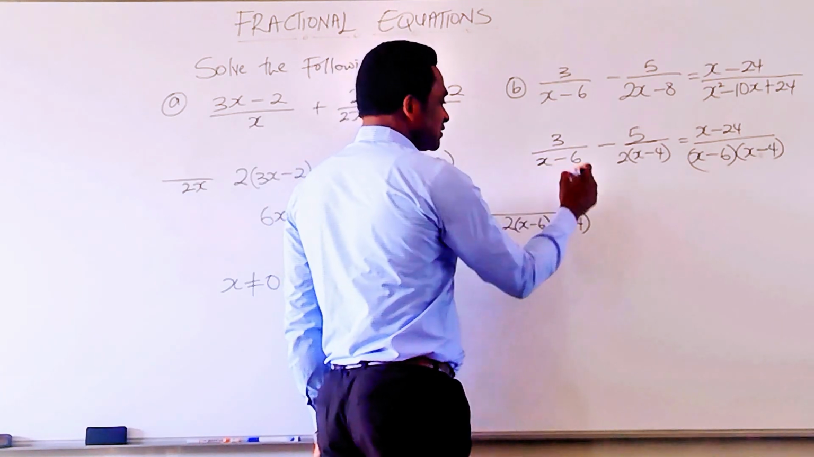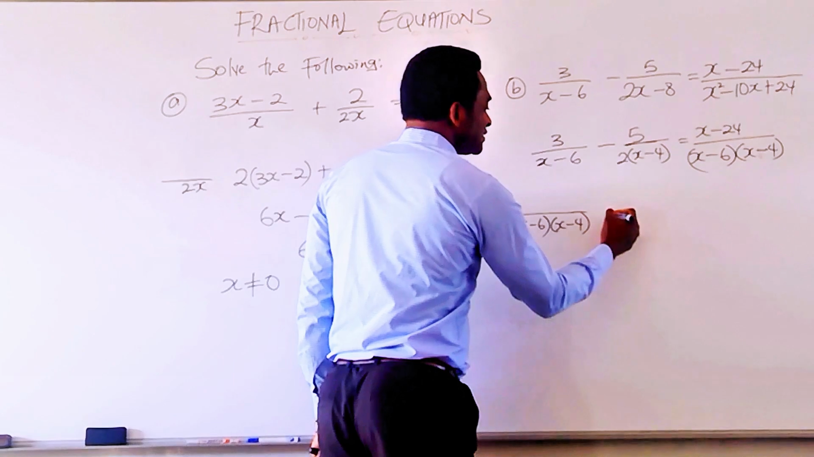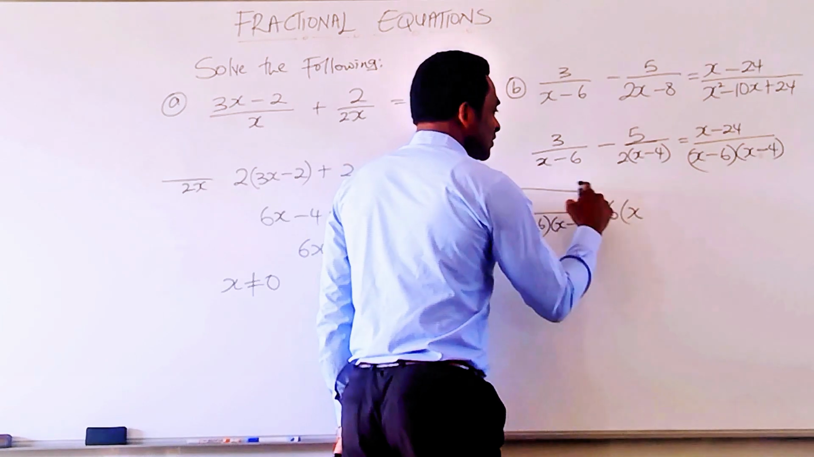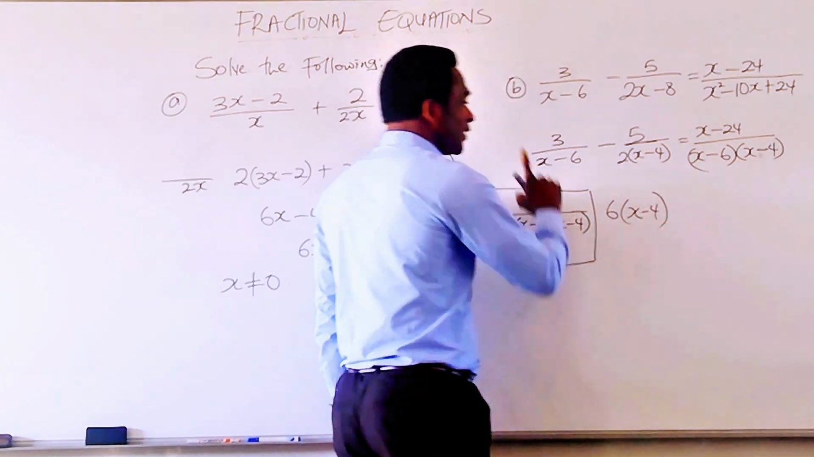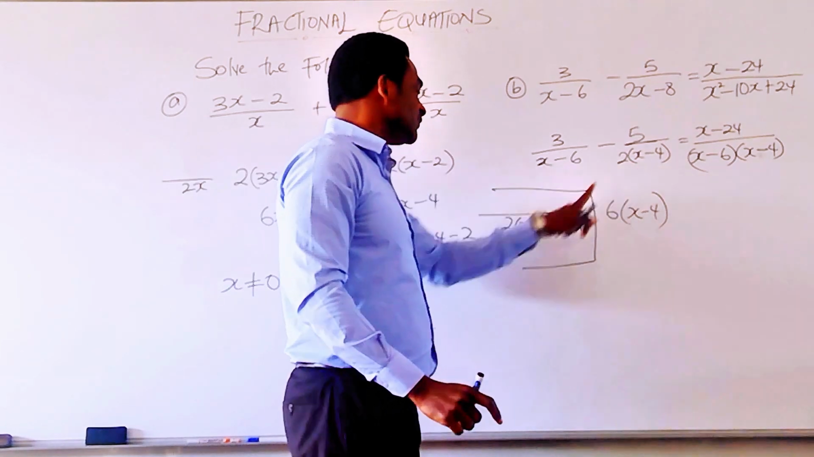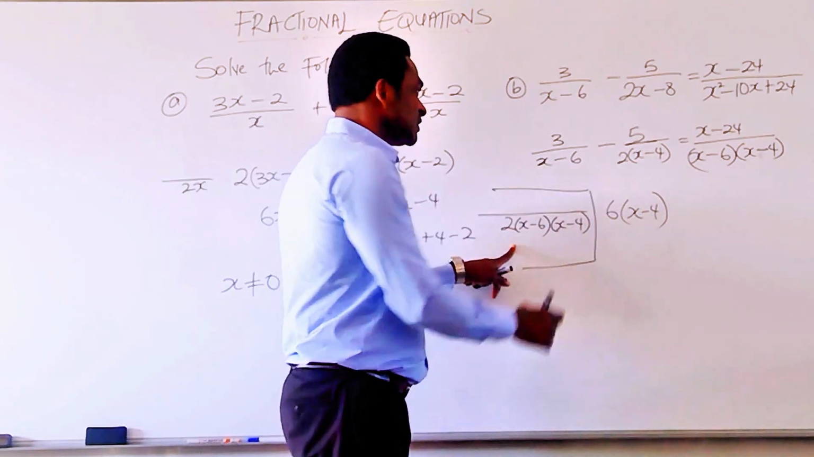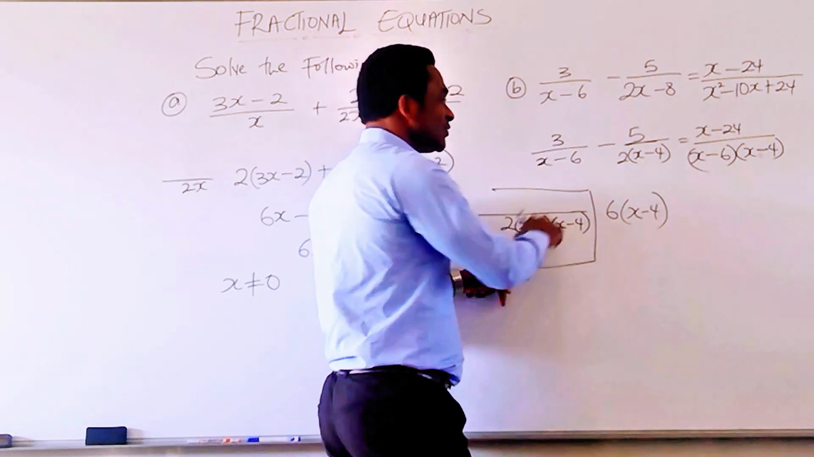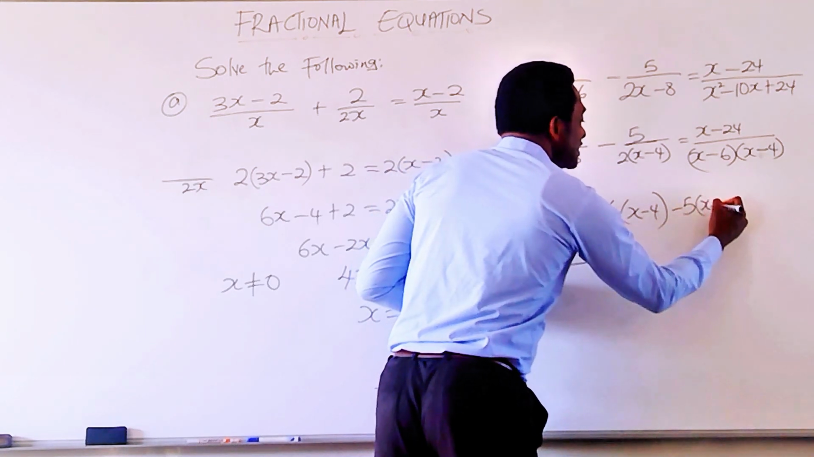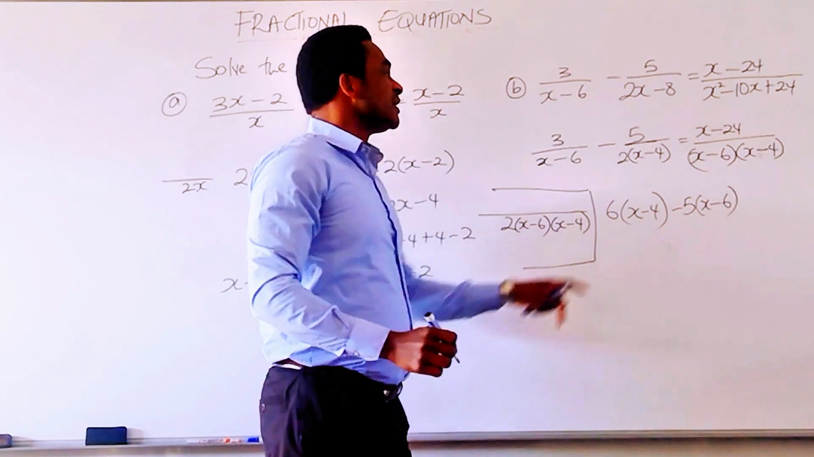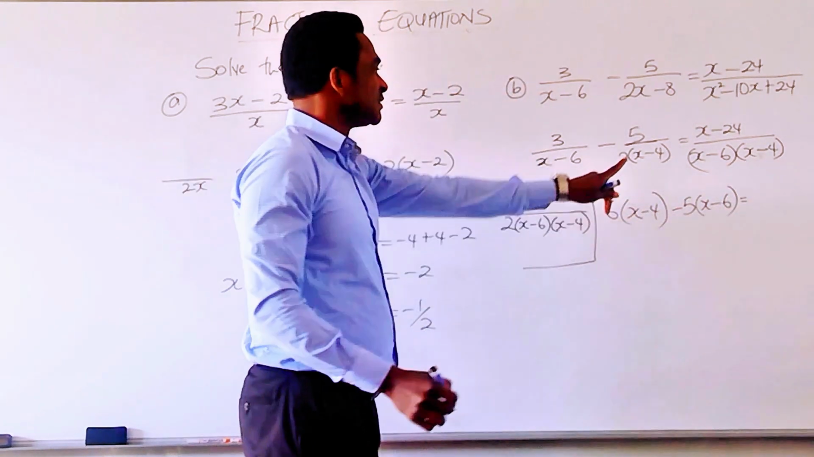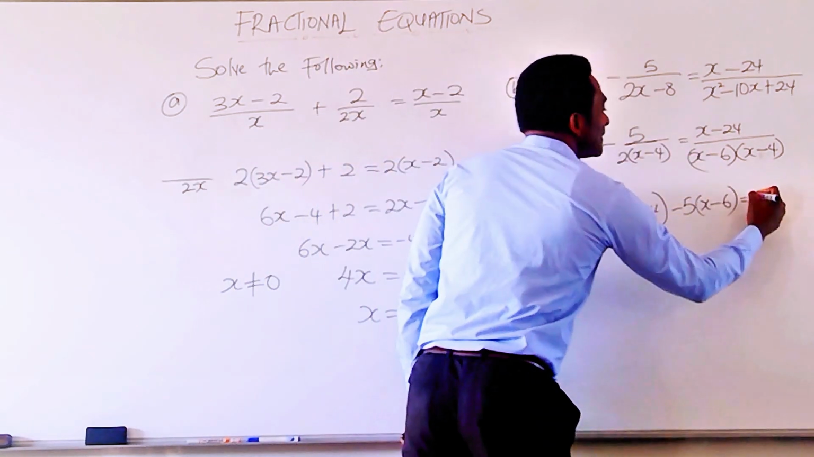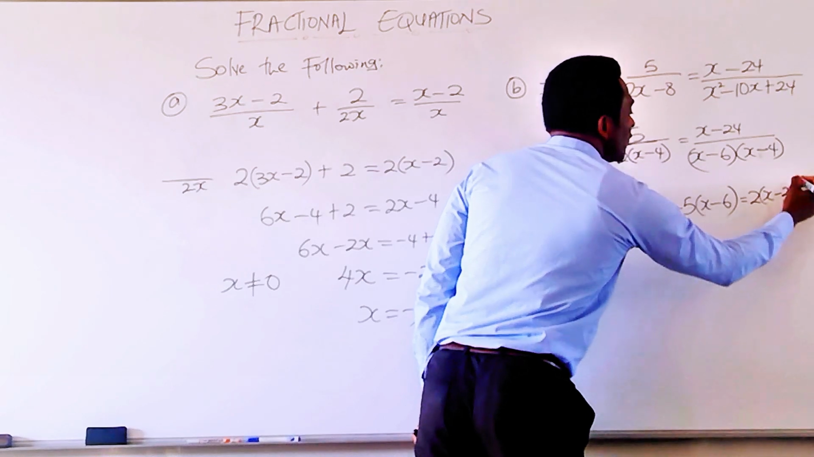So we present this. We have 2 times 3 is 6 into x, into x minus 4. That's what we got from here. Then the LCD being divided by this, 2x minus 4, we cancel out 2 into x minus 4, we have x minus 6 left. So we have negative 5 into x minus 6 equals to the last part. That's being divided, x minus 6, x minus 4 will be cancelled out. We have 2 into x minus 24.